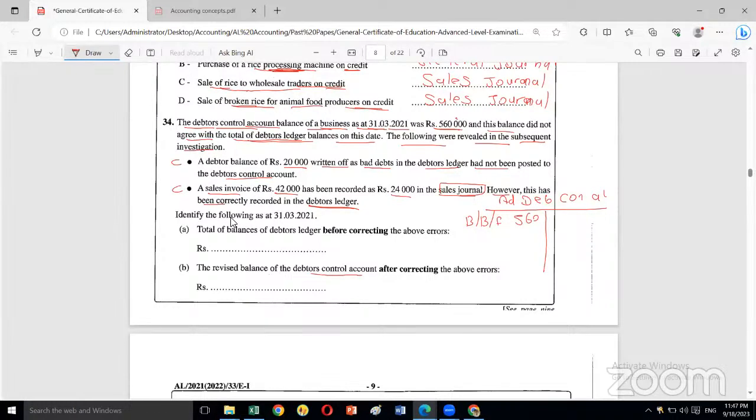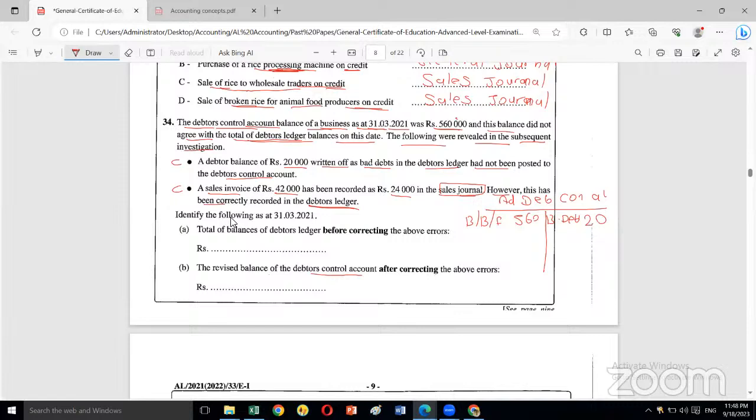So now if I correct these two, I will get the adjusted debtors control account. Now see. The debtors balance of 20,000 written off as bad debts had not been posted. Usually bad debts we should record under which side? Credit side. They didn't record it, so I should record it. So here, bad debts. Now I have corrected it.